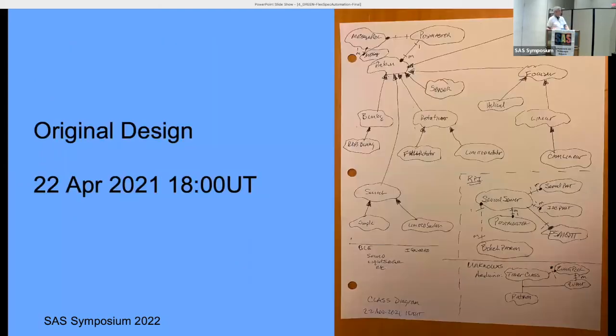Okay, we started out, here's on my notes, 1800 UT is about noon, my local time.